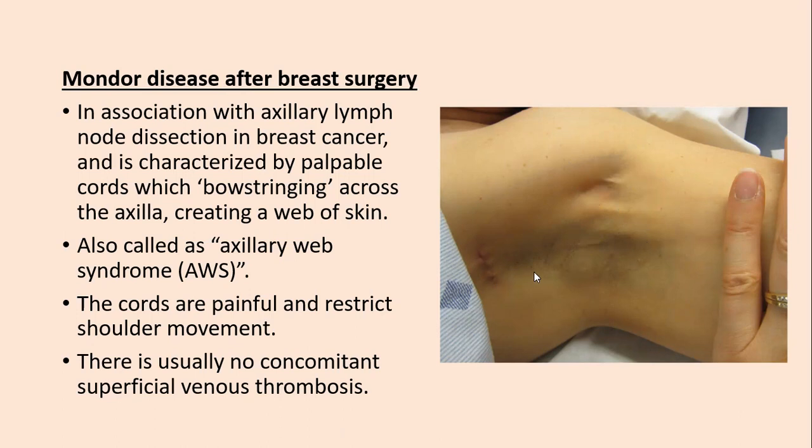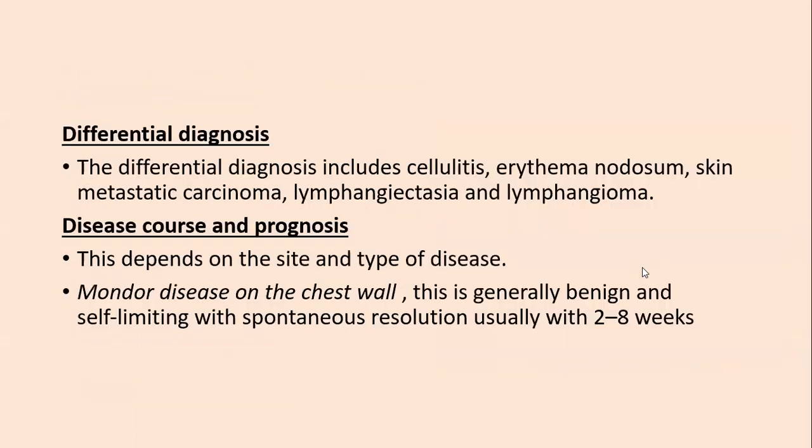Creating a web of the skin, this is called the axillary web syndrome. The cords are painful and restrict shoulder movement. There is usually no concomitant superficial venous thrombosis. The differential diagnosis includes cellulitis, erythema nodosum, skin metastatic carcinomas, lymphangiectasis, and lymphangioma.